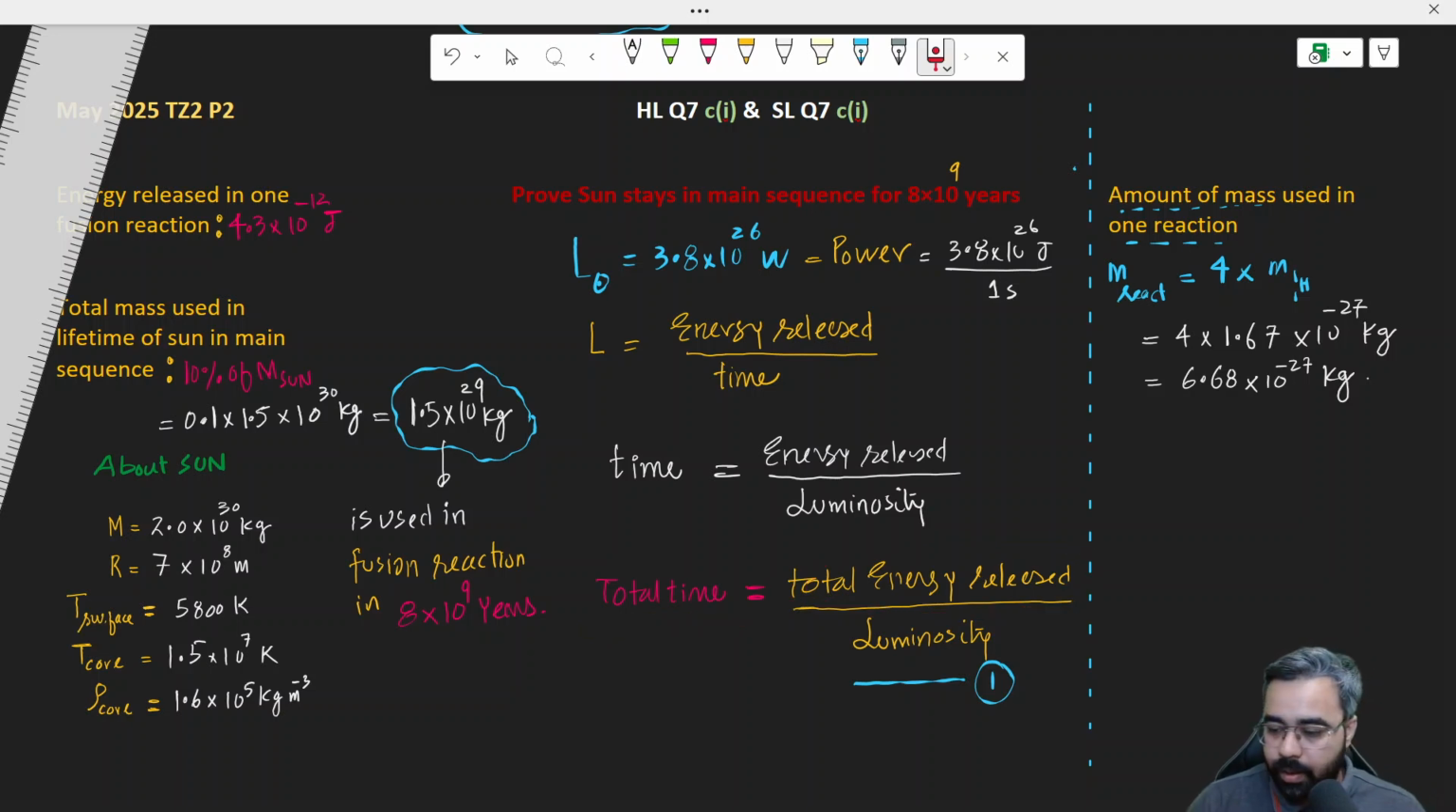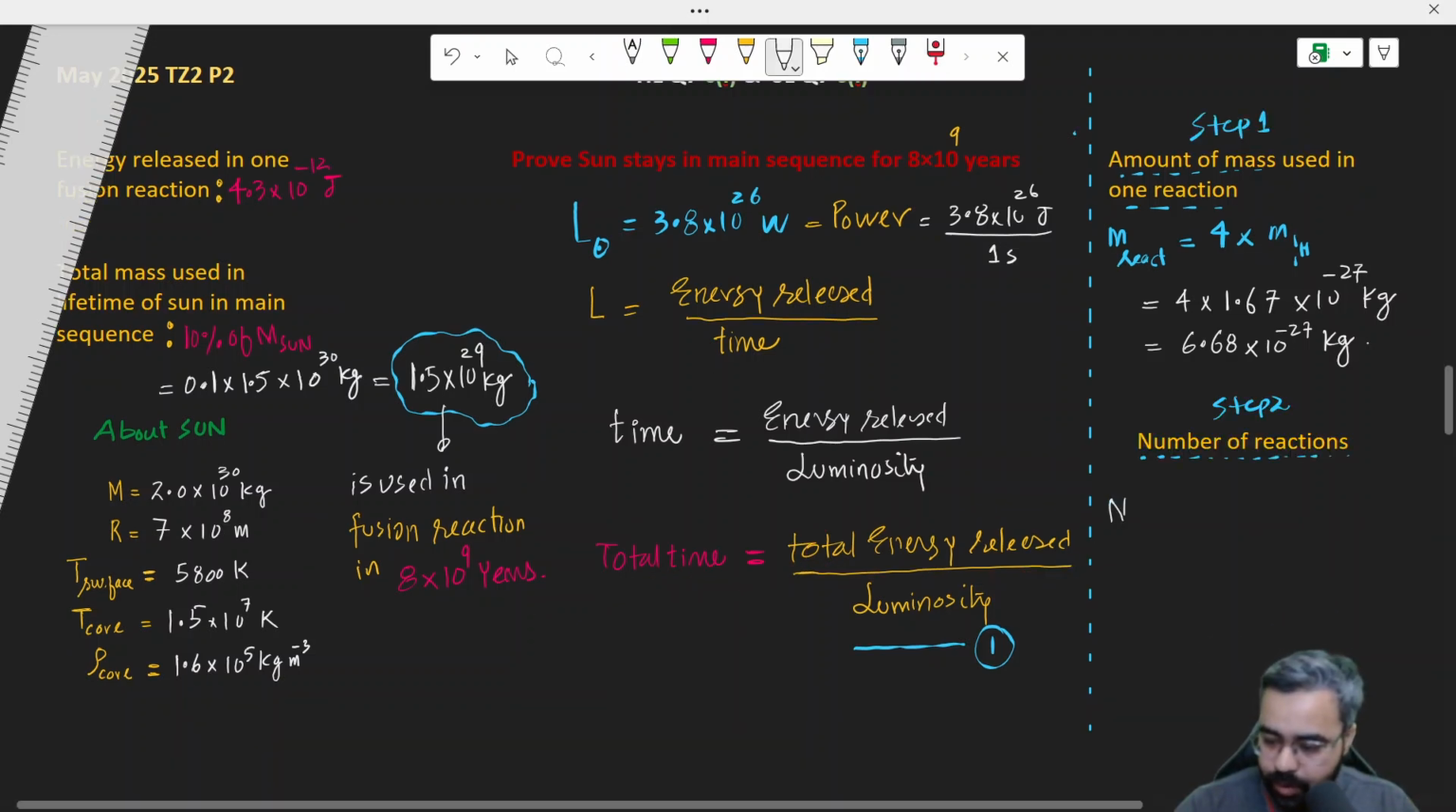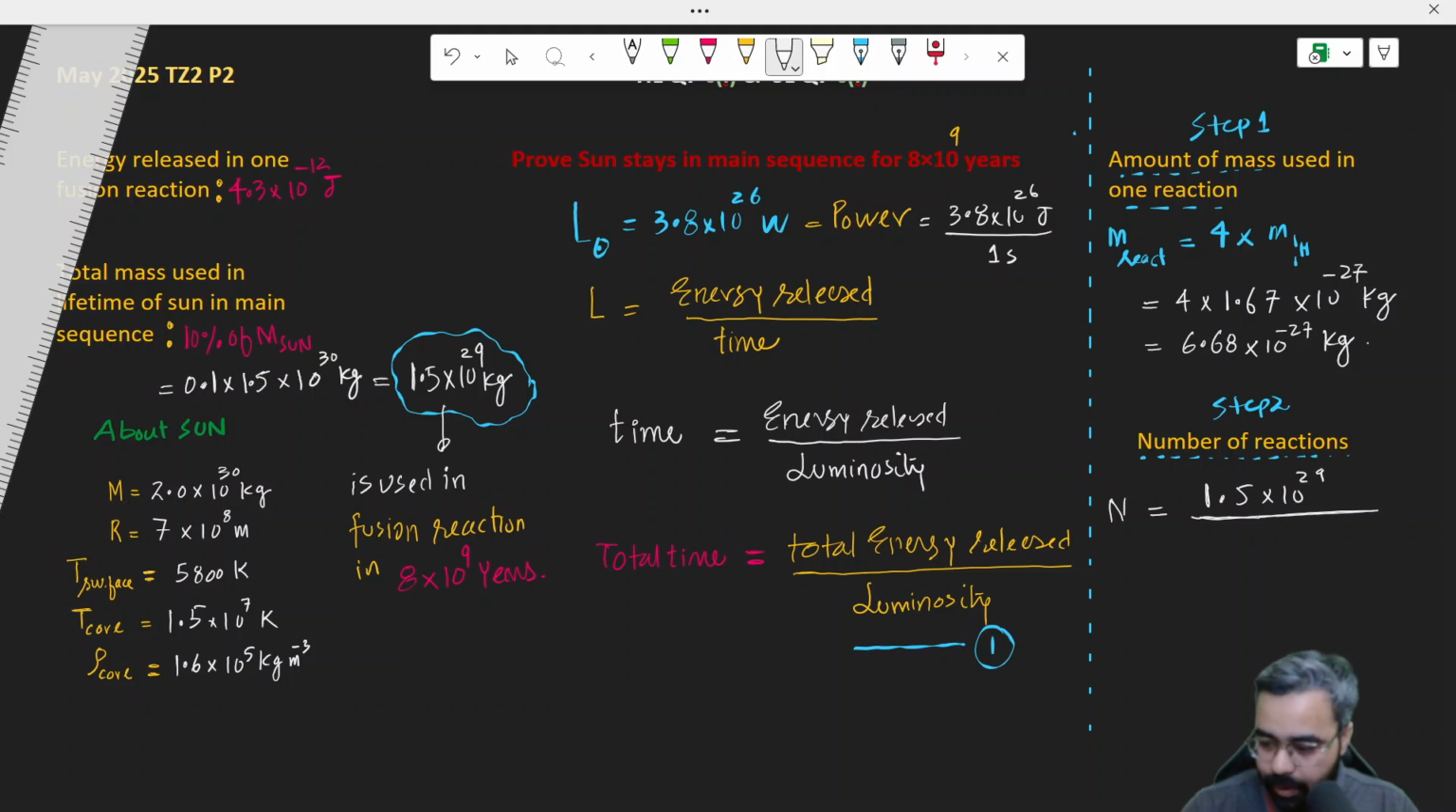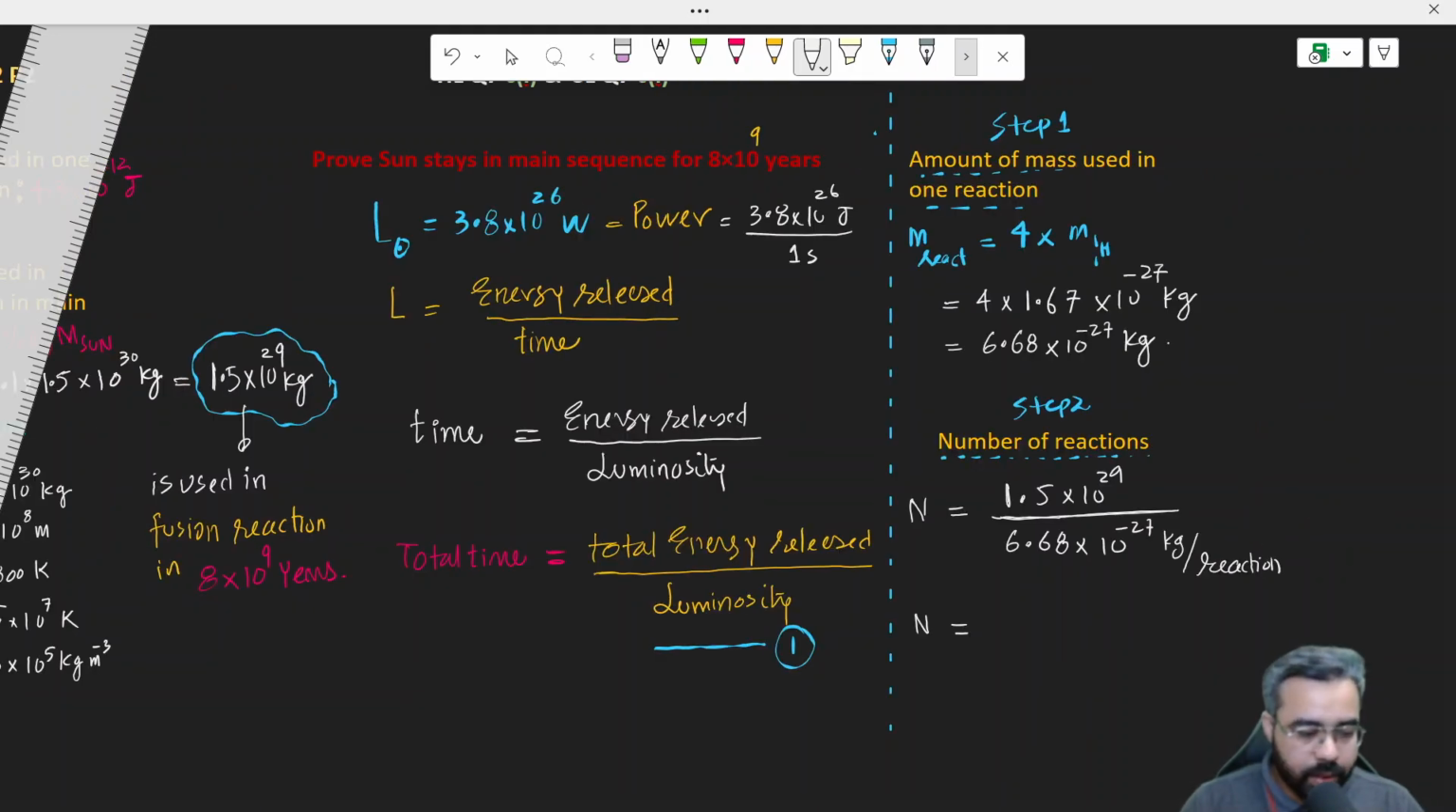I hope you understand. So step 2 is about the number of reactions. That should be equal to the total mass consumed, 2.9 times 10 to the power 29 kilograms, divided by 6.68 multiplied by 10 to the power negative 27 kilogram per reaction. The answer, if I round it off, is 2.25 multiplied by 10 raised to the power 55 reactions carried out in 8 multiplied by 10 to the power 9 years.